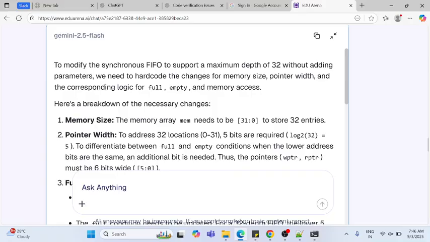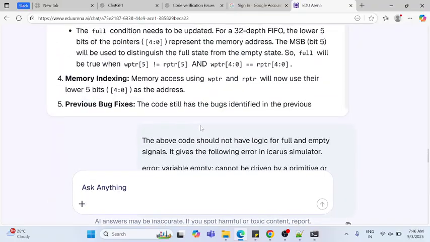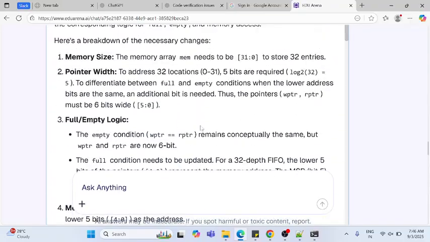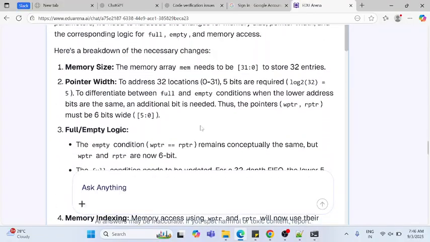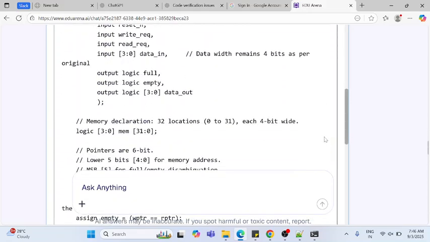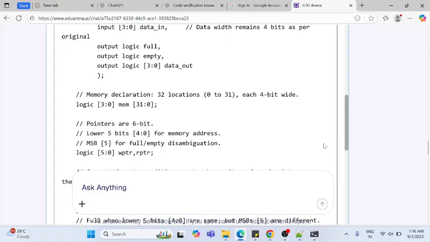So to modify the synchronous FIFO to support a maximum depth of 32 without adding parameters, we need to hard code the changes for the memory size. It has generated one particular code, and here is the code. The data width remains the same, so the width of a single location is not going to change, only the vertical depth is going to change. So what is the modification here?